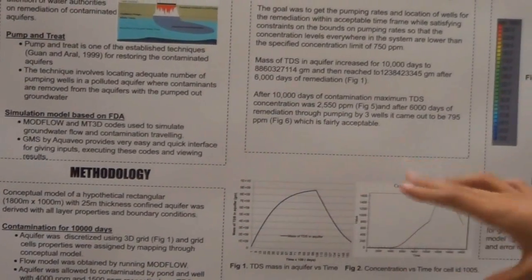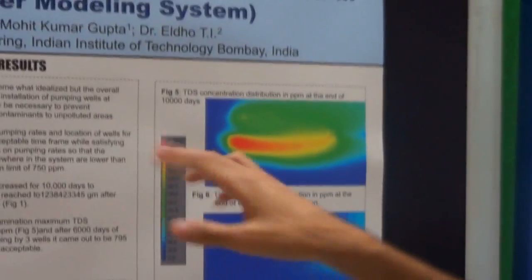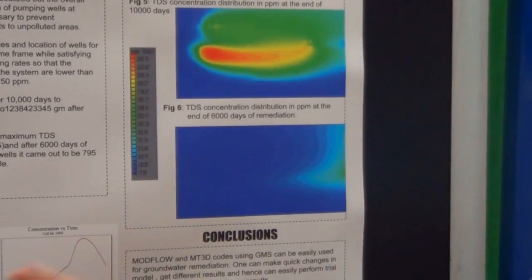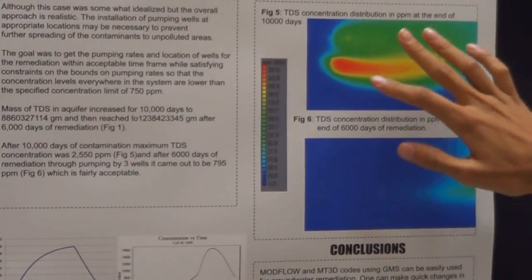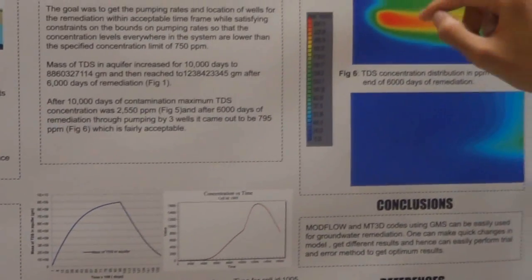Okay, so what we did is we took a hypothetical aquifer of 1800 meter length, 1000 meter breadth, and 25 meter thickness. And initially we placed a pond that is contaminating this aquifer at the rate of 4000 ppm, and the injecting well which is contaminating at 1800 ppm.